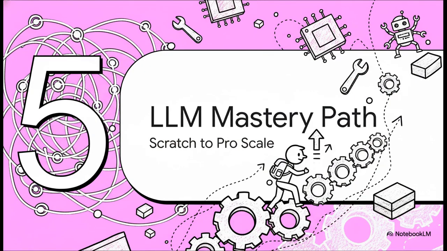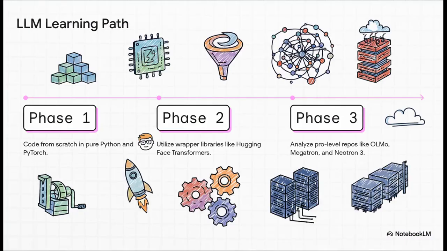And finally, Section 5, LLM Mastery Learning Path, from scratch to professional scale. So how do you map out your personal journey to master all of this? Well, you should follow a strict hierarchy. Start at the beginner level. Build pure PyTorch implementations from scratch. Do the hard work so you know the absolute truth of the code without any abstractions blinding you.